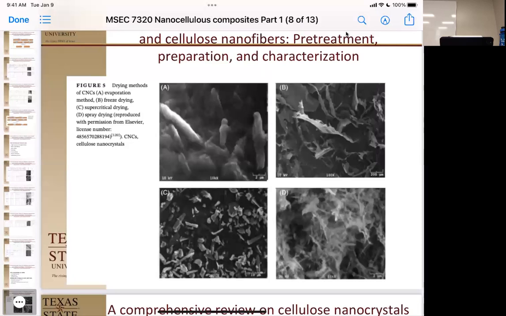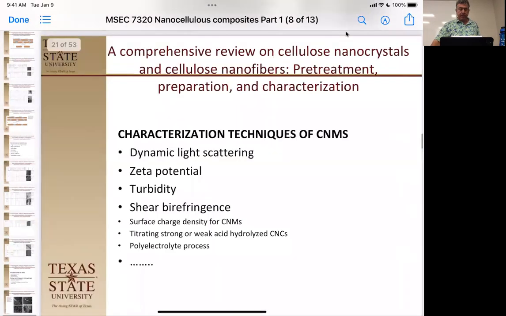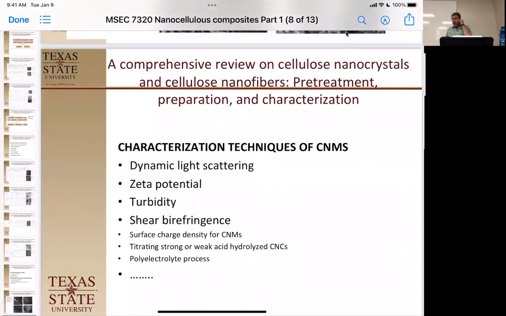And so this is a comparison of evaporation, freeze drying, supercritical drying, and spray drying. Again, spray drying is very economical, especially if you're using water, because it doesn't have to be explosion proof. Okay, so let's talk about some ways to characterize these things.